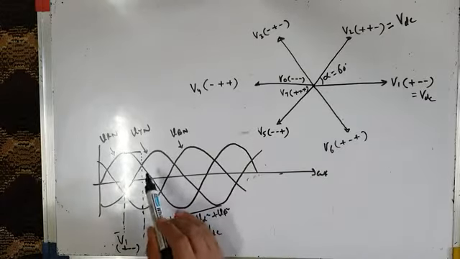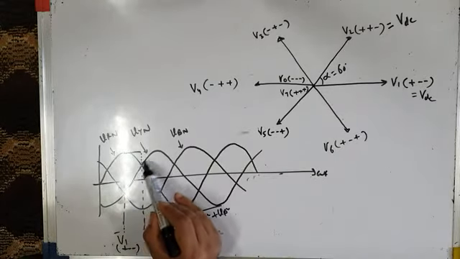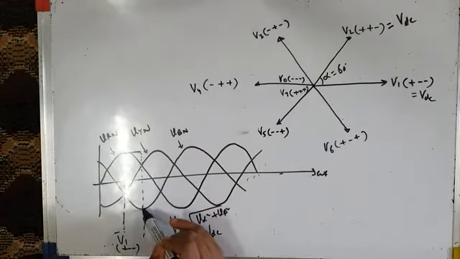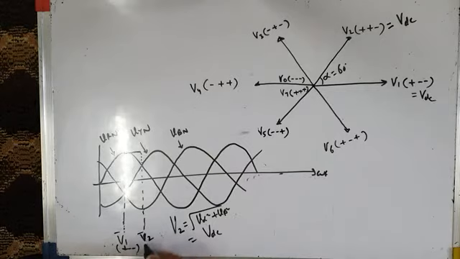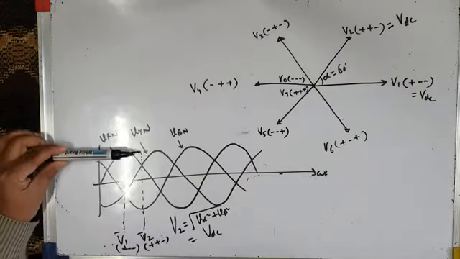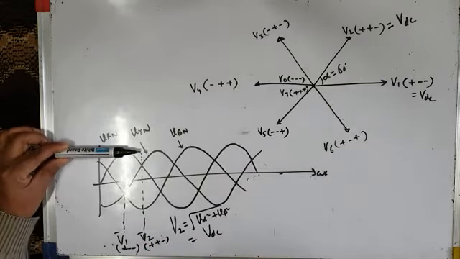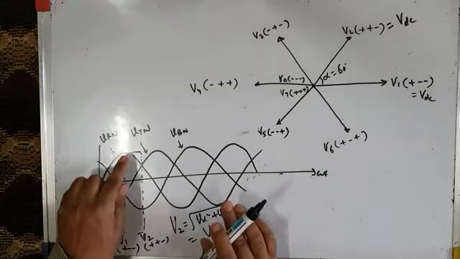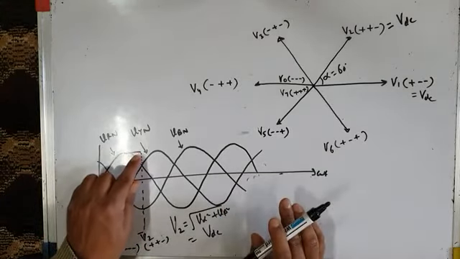So here you can see R phase is having some positive value, Y phase is also having some positive value, but B phase is having maximum negative value. So this represents voltage vector V2 with switching state plus plus minus. So that means the previous switching state was retained for a period of 60 degrees and VRN was V maximum for a period of 60 degrees.